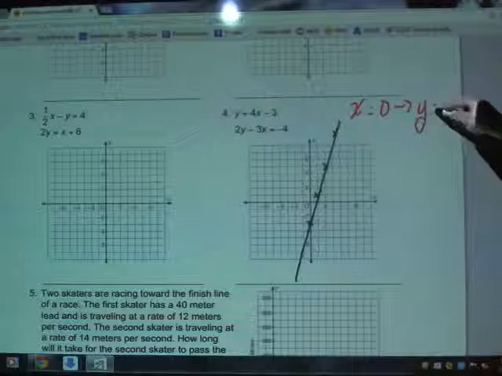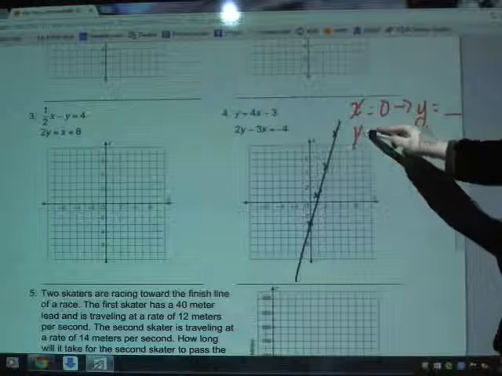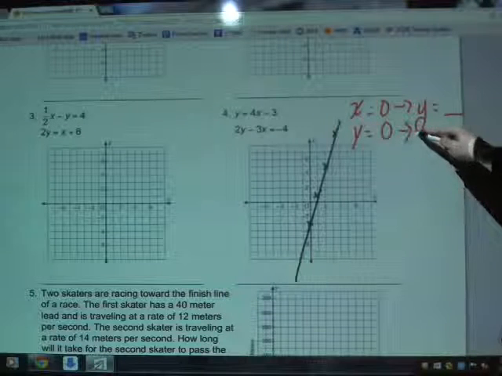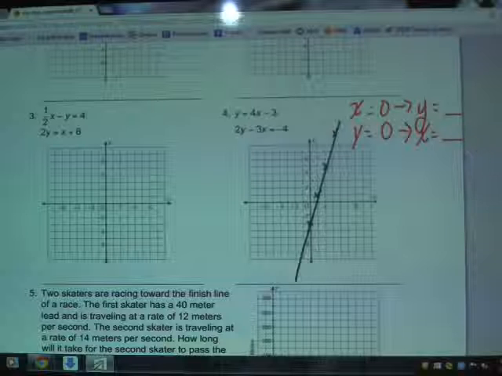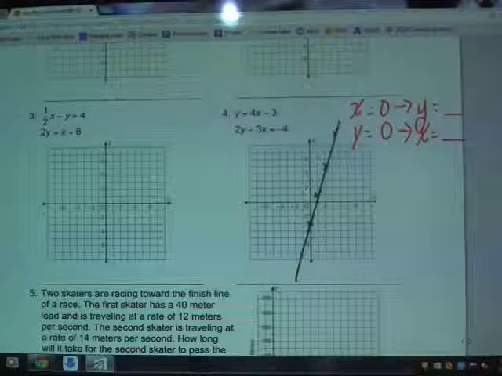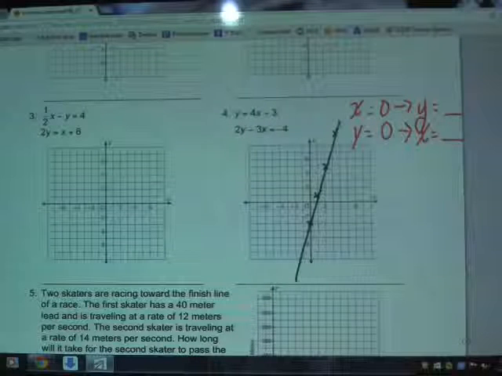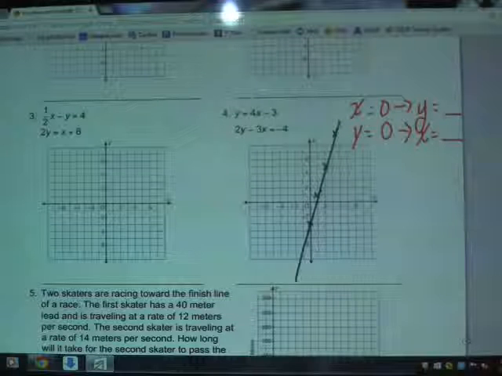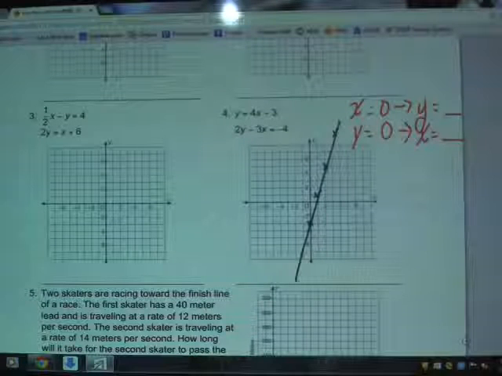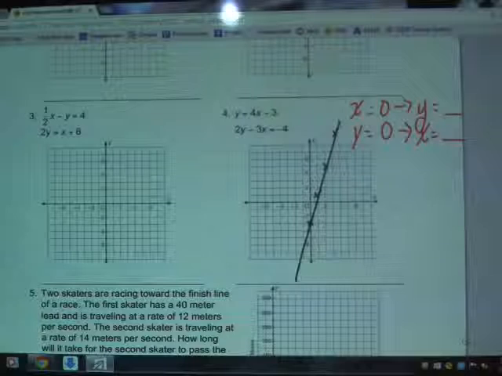In the intercepts method, hopefully you recall because we've already learned this, what you're going to do is go through and let each variable equal 0 once, and you're going to find the other variable. And that other variable represents the intercept value at which it will cross each axis.